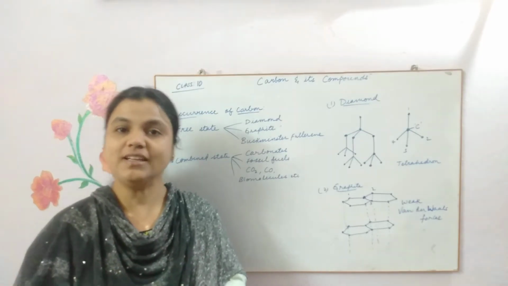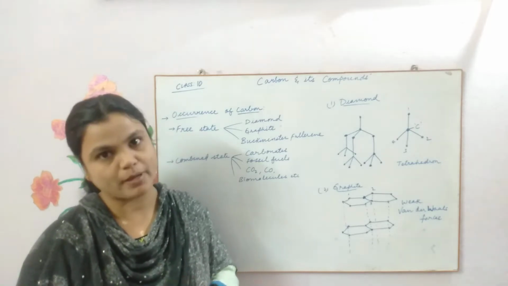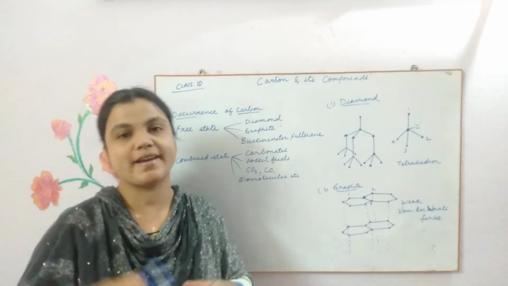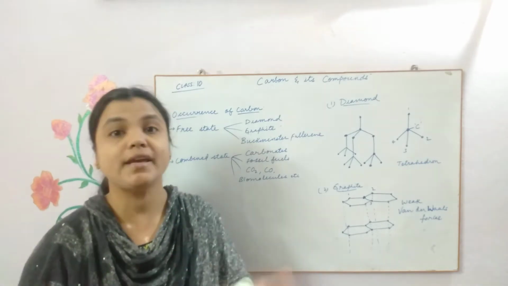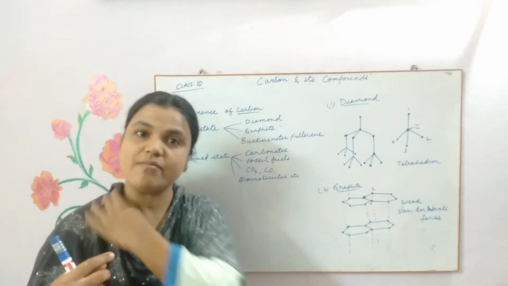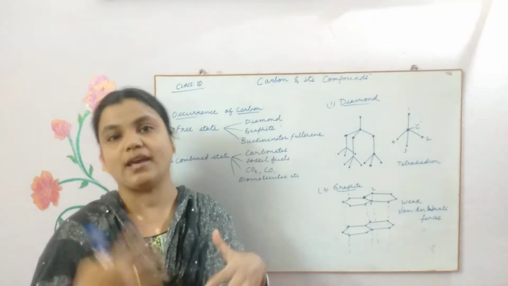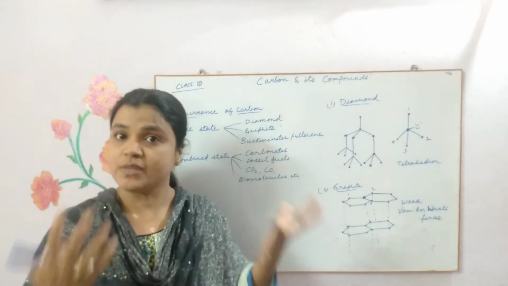Very good morning, children. Today we'll continue with our fourth chapter, that is carbon and its compounds. So we have learned how versatile this element is, carbon in particular. We have seen the reasons why it is so versatile. And please, children, do frame a question for about 5 marks regarding why carbon is considered so versatile and so unique.